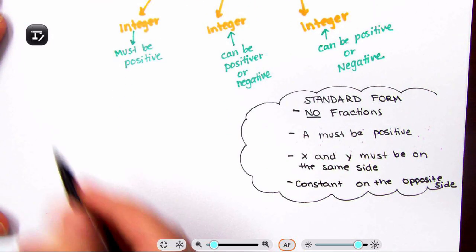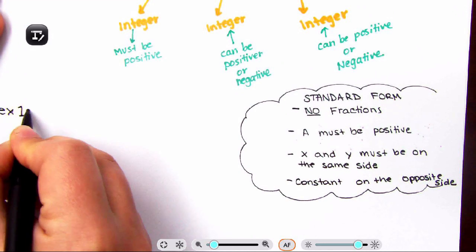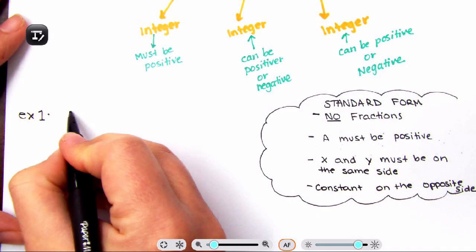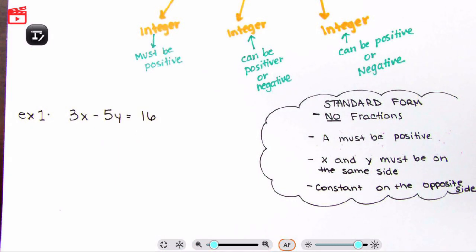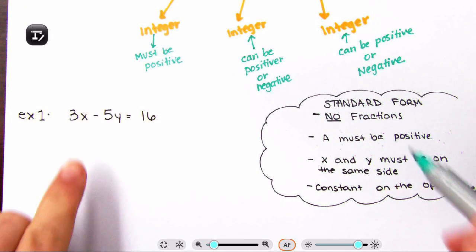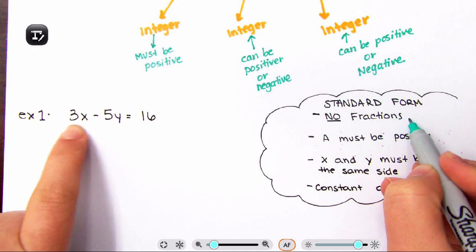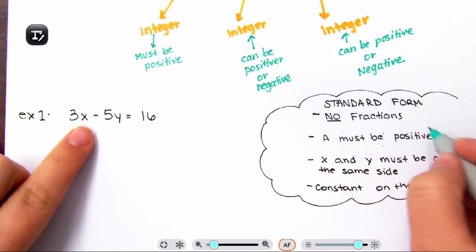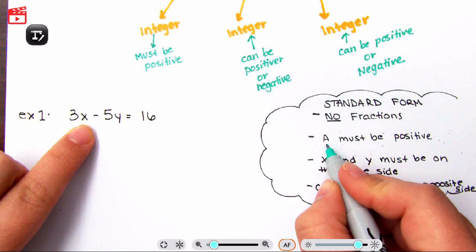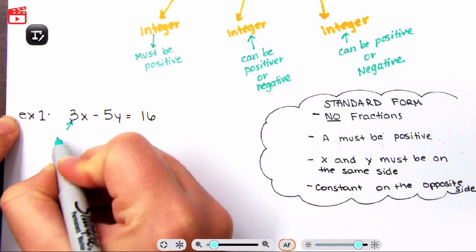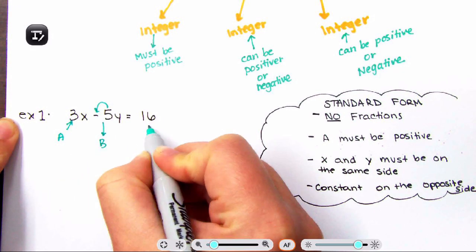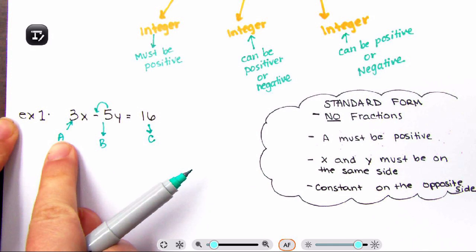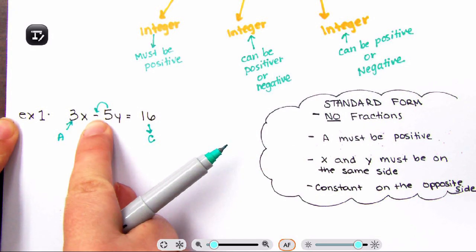All right, so let's look at an example here of something potentially in standard form. 3x minus 5y is equal to 16. Now, it has to meet all of the requirements in order to be in standard form. So do we have fractions in here? 3y and 16, that's what we're looking for. There are no fractions, so far so good. A must be positive. Is A positive? This is A, this is B, and this is C. So A is positive, B is negative, but that's okay.